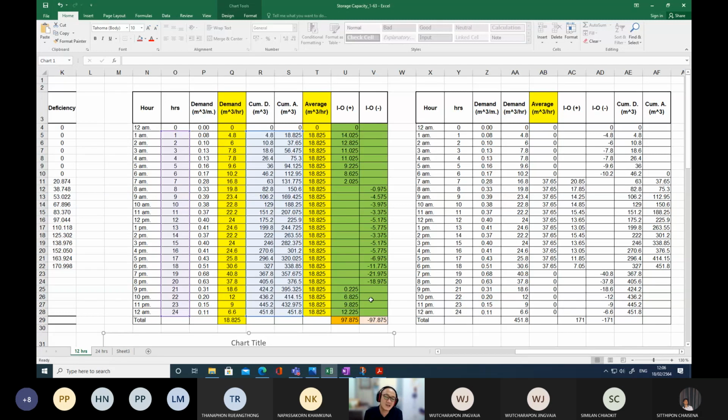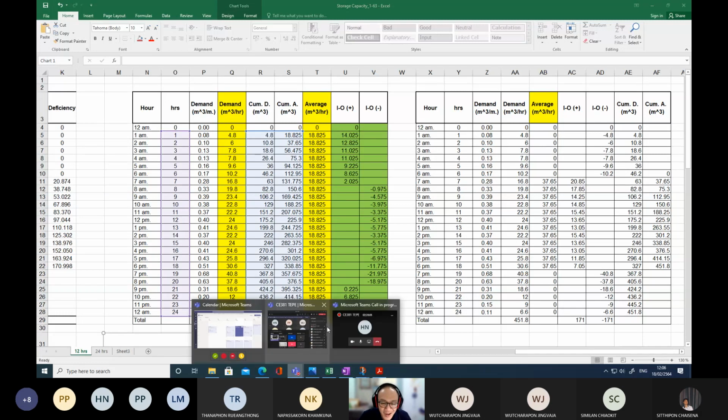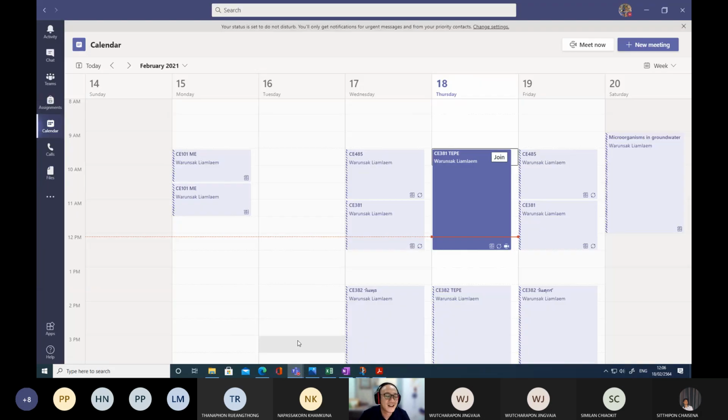Okay, so this is how we determine the storage volume by using the analytical method. On the other hand, if you want to use the graphical method, how can we do it?